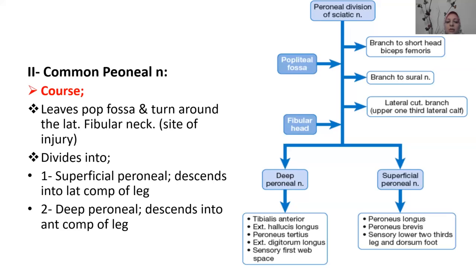Then it divides into two terminal branches. The superficial peroneal nerve descends into the lateral compartment of the leg and supplies the peroneus longus and brevis muscles, and gives sensation to the lower two-thirds of the leg and dorsum of the foot. The other terminal branch is the deep peroneal nerve, which supplies tibialis anterior, extensor hallucis longus, peroneus tertius, extensor digitorum brevis, and sensation to the first web space.